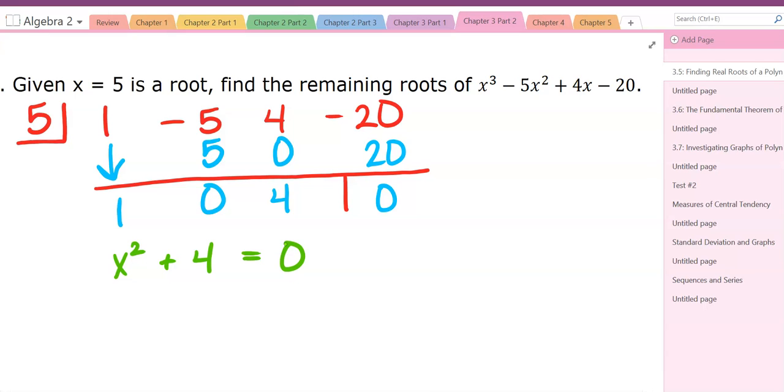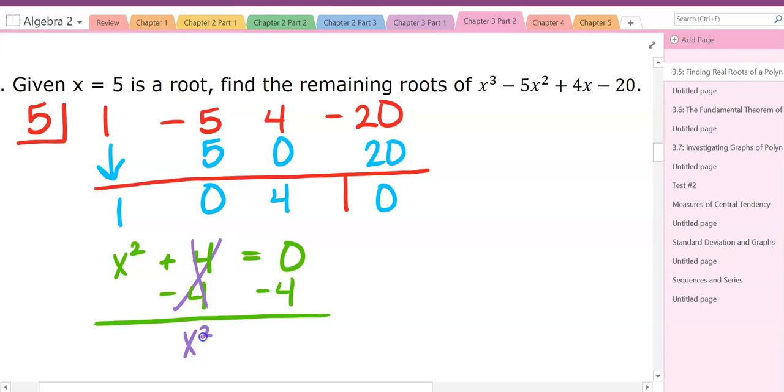All right, so I'm going to solve this now. It's simply x squared plus 4 equals 0. You could try to factor it if you wanted to, or what I'm going to do is just solve for x like I would a normal equation. So I'm going to subtract 4 from 0. We get x squared equals negative 4. How do we get rid of x squared? How do we get it to just be x? Square root it.